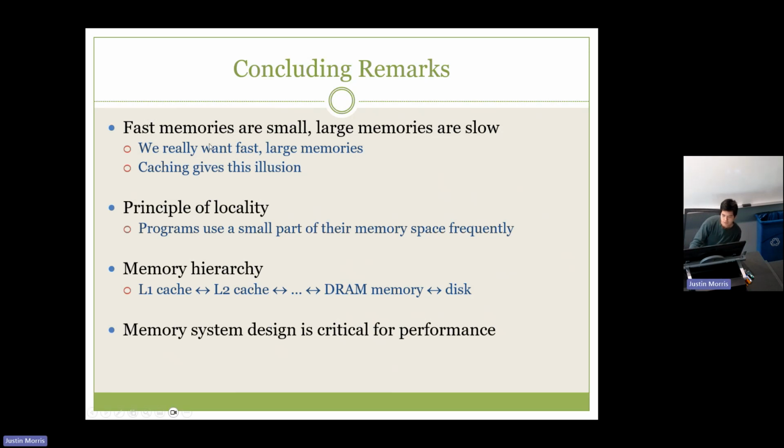It's just in conclusion, right? Fast memories are small and large memories are typically slower, but we want really fast and large memories. So caching gives us the illusion. We have locality because programs use a small part of their memory space frequently. And then we have the memory hierarchies, okay? So memory system design is critical for performance because if you have poor design, you can have very poor performance because of the disparity between the speed of L1 cache and memory.